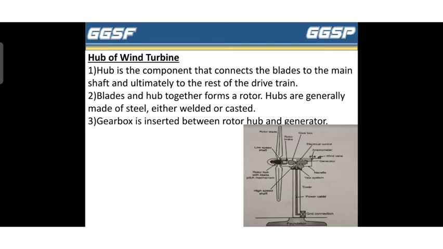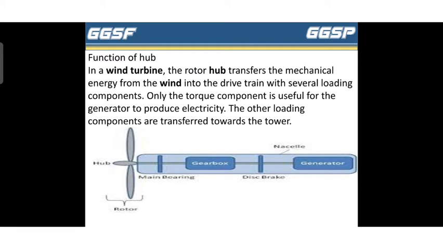A gearbox is inserted between the rotor hub and the generator. Function of the hub: in a wind turbine, the rotor hub transfers the mechanical energy from the wind into the drive train with several loading components. Only the torque component is useful for the generator to produce electricity. The other loading components are transferred towards the tower.